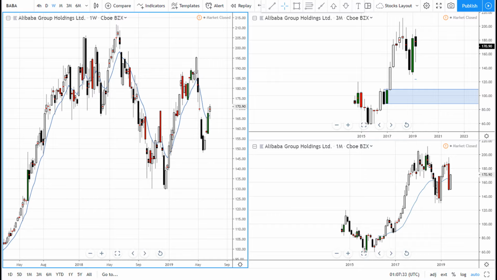Today we're going to take a look at some charts and see where we can identify supply and demand zones and trade it for income.